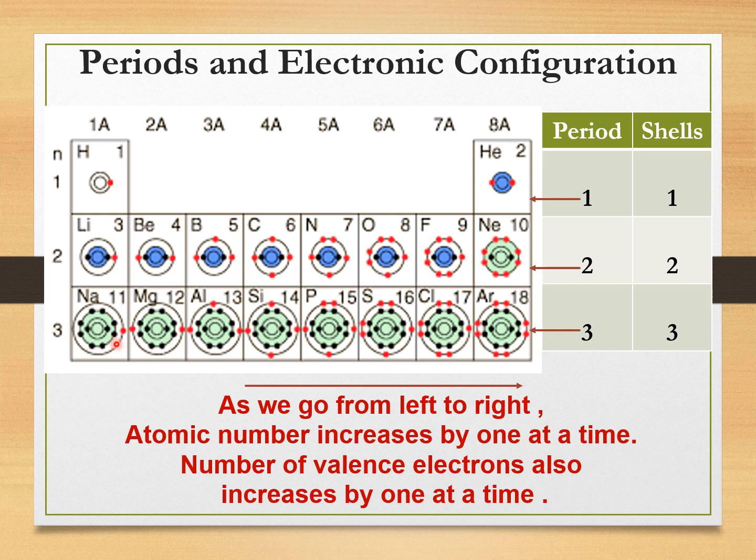Now what are valence electrons? The electrons in the outermost orbit are called valence electrons. The outermost orbit of sodium contains 1 electron. That of magnesium contains 2 electrons. Aluminium contains 3 electrons. Silicon contains 4 electrons. So the number of valence electrons also increases by 1.